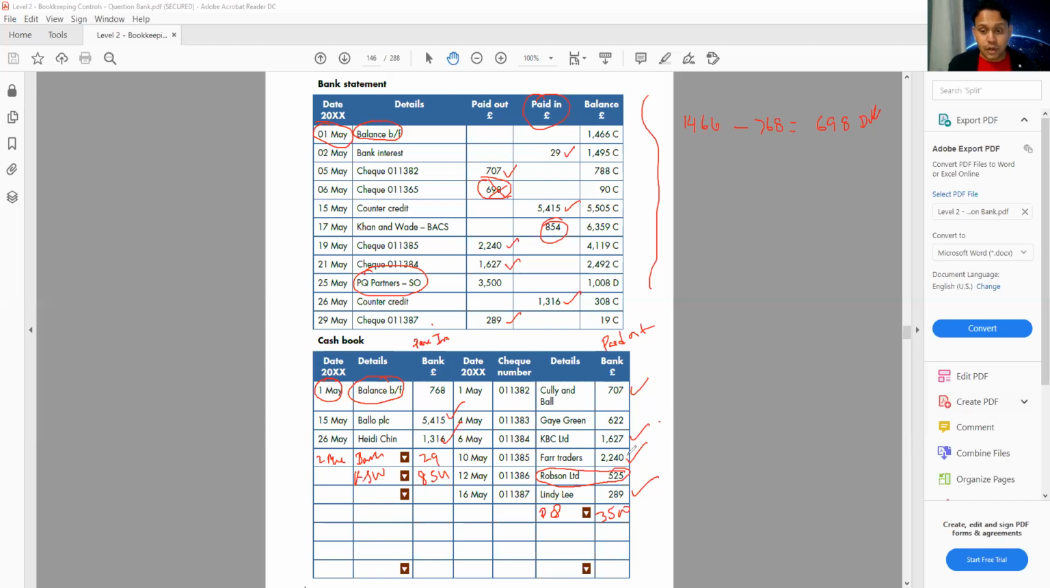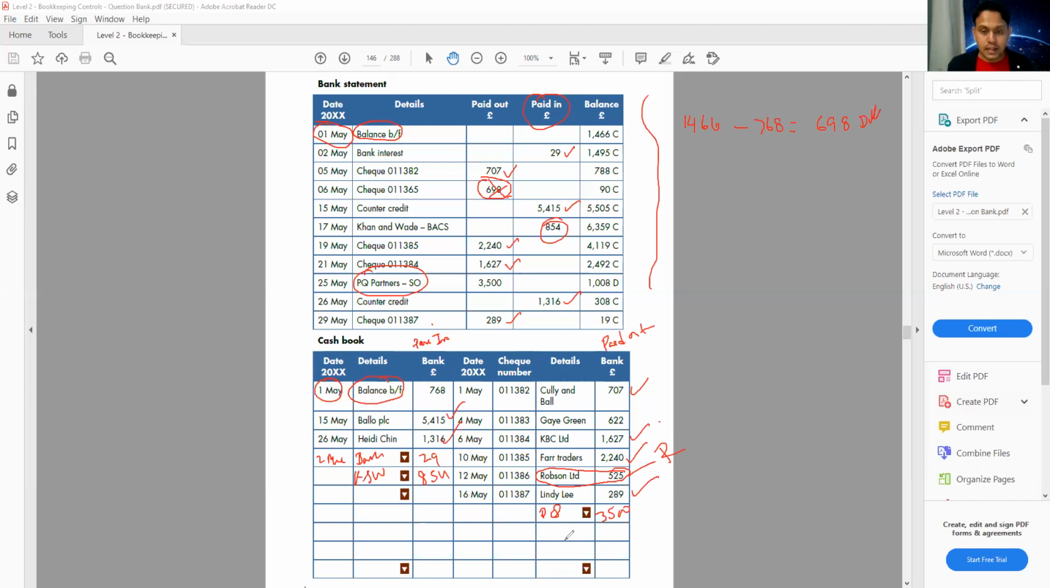So if something is in your book and not on the bank statement, that goes to the reconciliation. I hope you remember. If something is on your book but not on the bank statement, that goes to the reconciliation because you cannot change the bank statement. But if something is on the bank statement but not on your book, then you update your book.